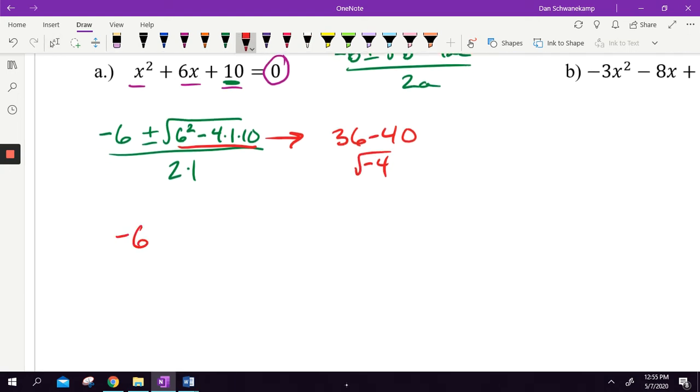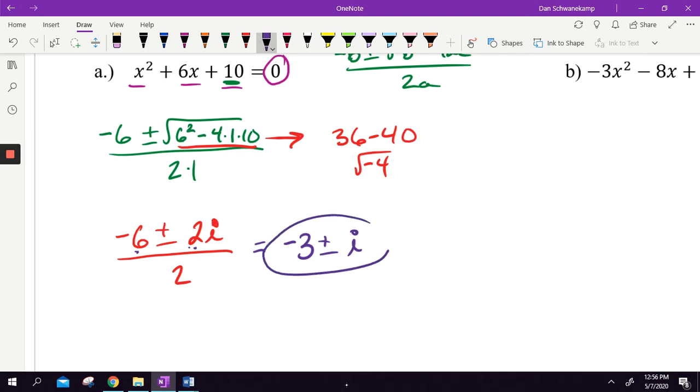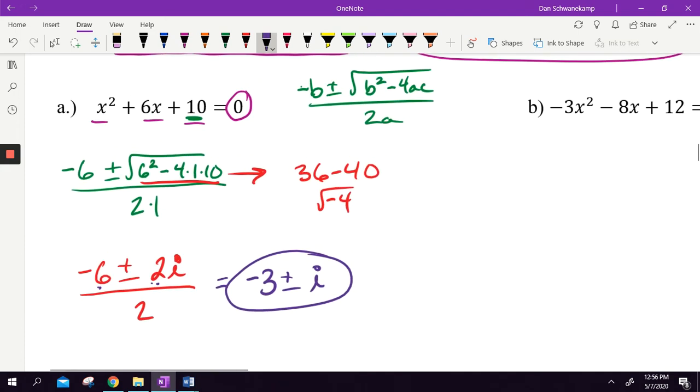I got -6 plus or minus. What's the square root of -4? Oh, that is negative. No, it's not. It is 2i. The square root of 4 is 2. I took the square root of a negative. That's why I included the i with it as well. All over 2. Can you reduce both parts by 2? Yes. So my final answer is going to be -6 divided by -3 plus or minus i, because these two right here would cancel. -3 plus or minus i is my answer.